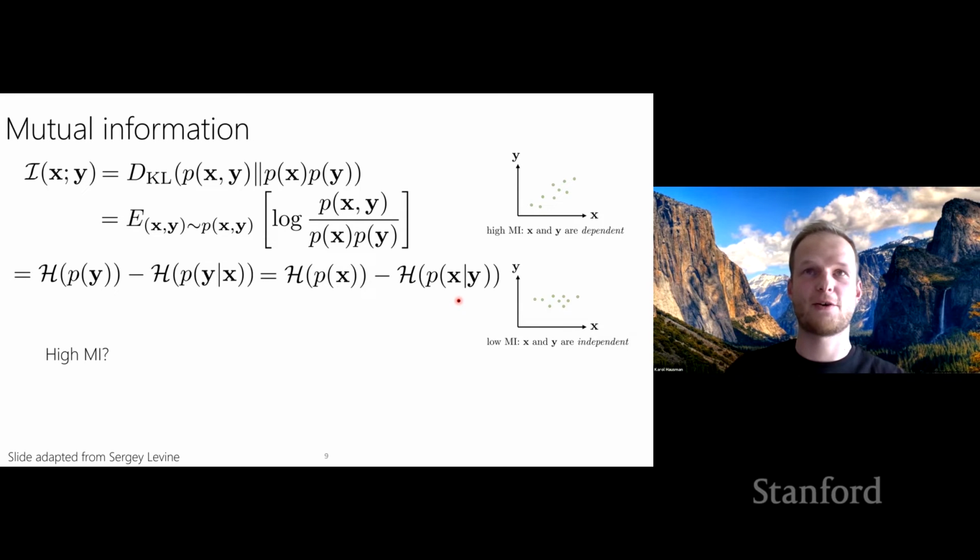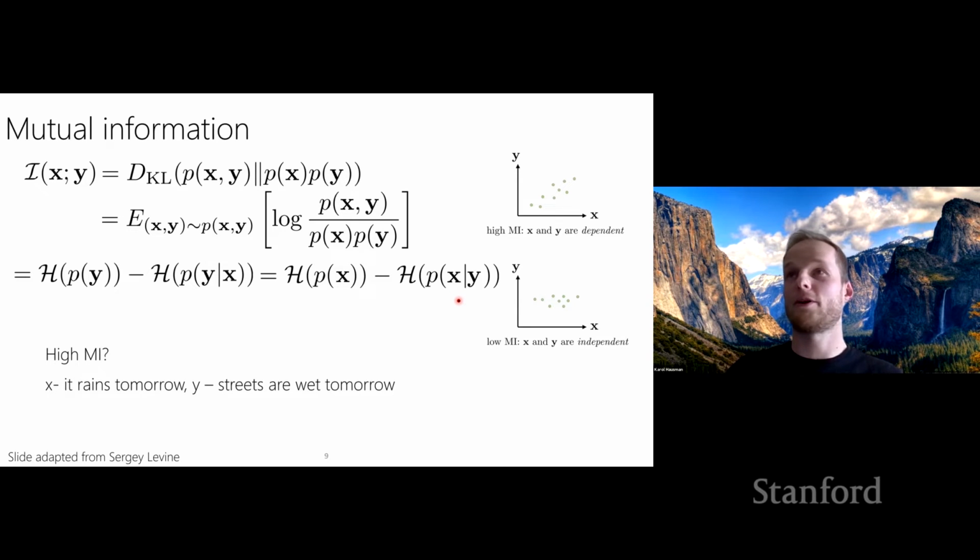All right, so let's go through a little exercise to see whether this makes sense. I'll give you an example of two random variables, X and Y, and I'll ask you whether they have high mutual information or low mutual information. In the chat, you can just write high or low. All right, so here we go. We have one random variable that says it rains tomorrow, and then another random variable that says streets are wet tomorrow.